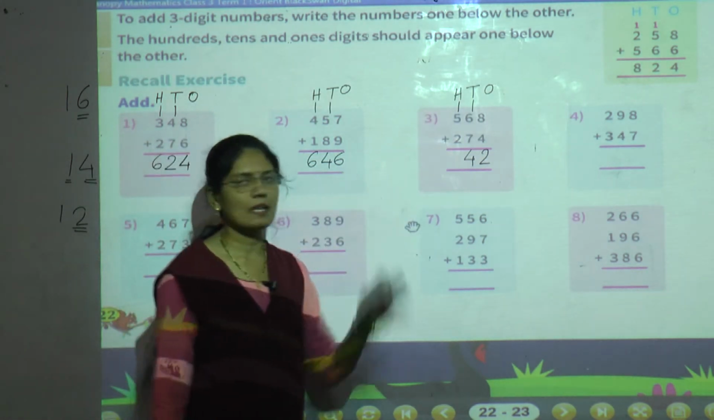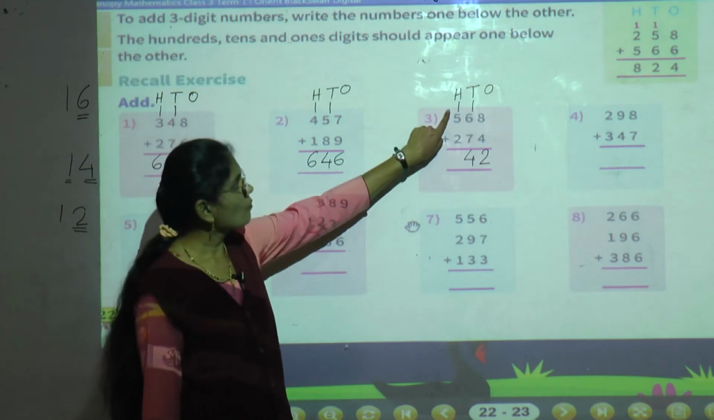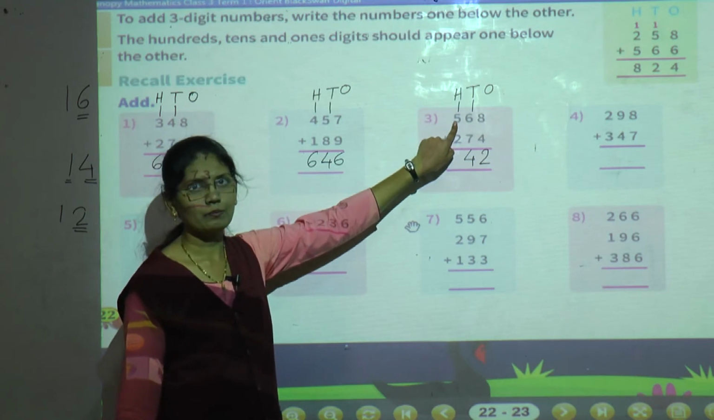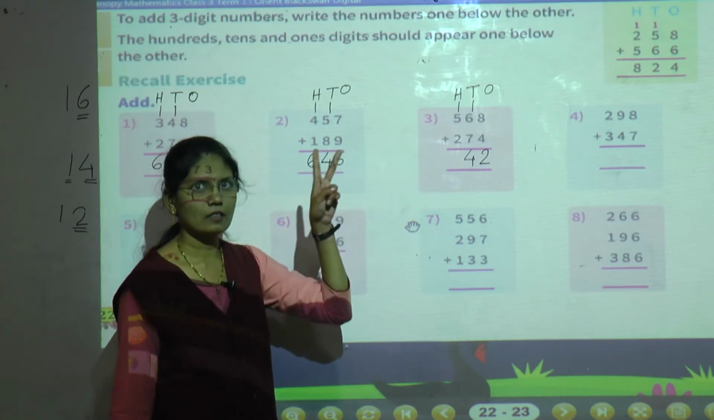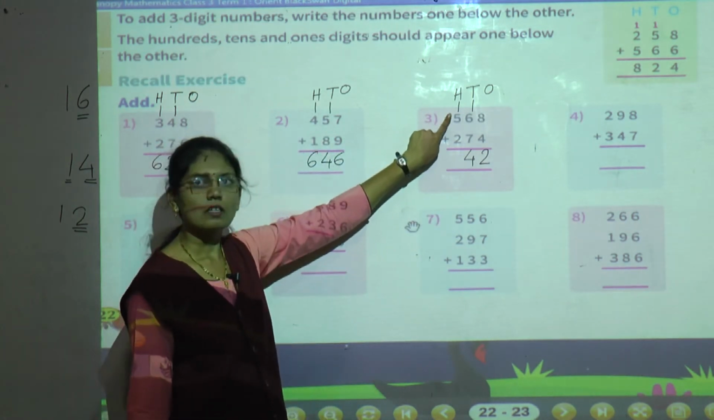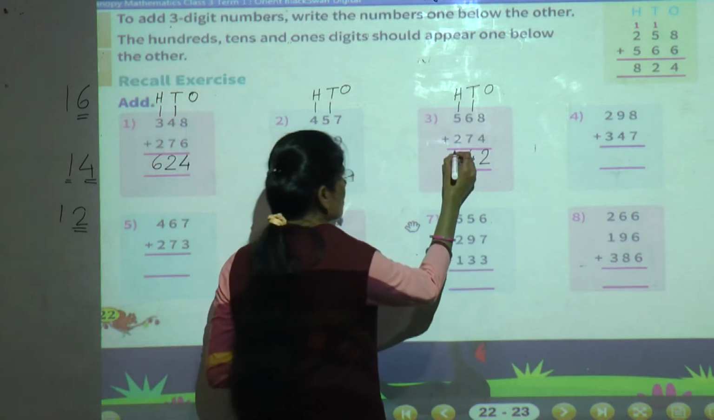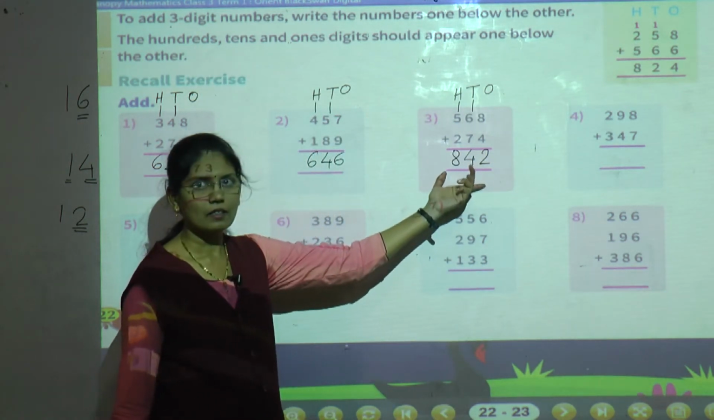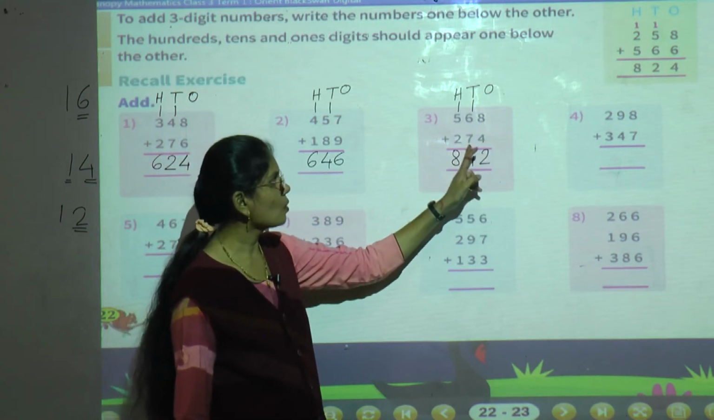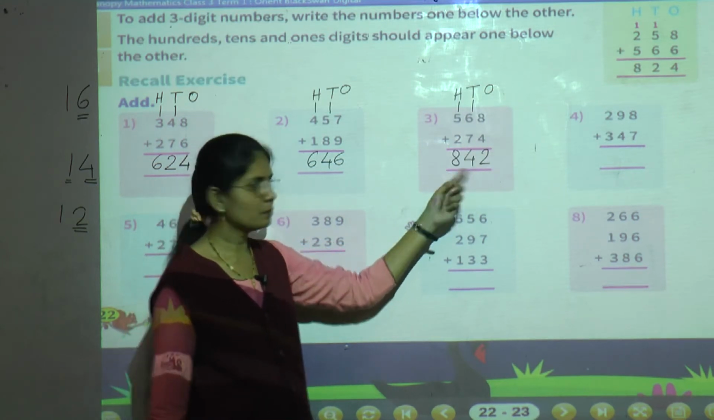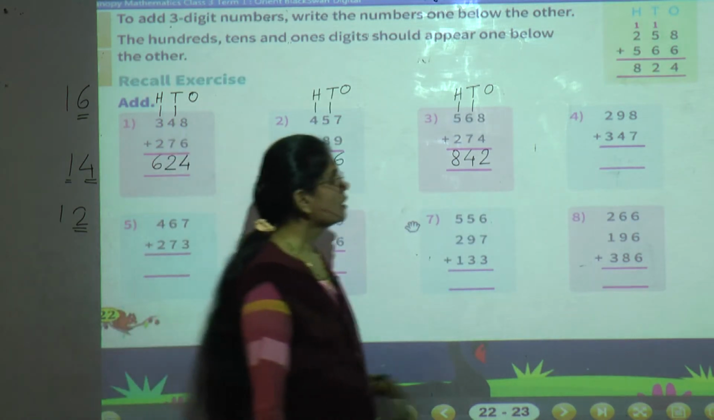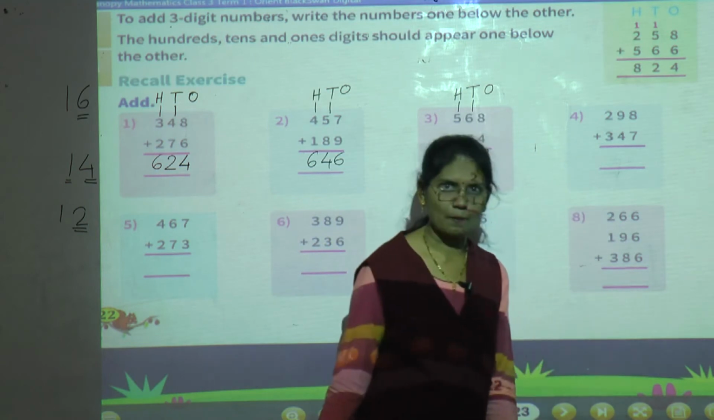Now see the hundreds place numbers. Here 1 is there, 5 is there, 2 is there. Now keep this 5 in your mind. Okay. Now show your 2 fingers. After 5 count 2 fingers. 6, 7 plus this 1. 7 plus 1, 8. So what is the answer? Read this number. The number is 842. So 568 plus 274, what is the addition? The answer is 842, isn't it? Okay.